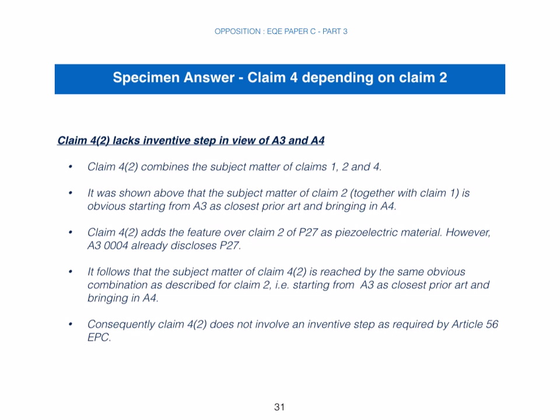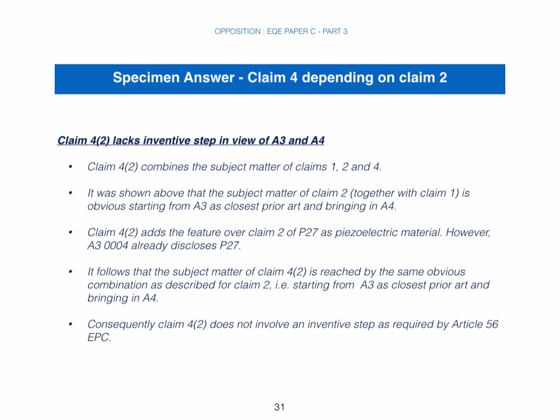Claim 4.2 lacks inventive step in view of A3 and A4. Claim 4.2 combines the subject matter of Claims 1, 2 and 4. It was shown above that the subject matter of Claim 2 together with Claim 1 is obvious starting from A3 as closest prior art and bringing in A4. Claim 4.2 adds a feature over Claim 2 of P27 as piezoelectric material. However, A3 paragraph 4 already disclosed P27.